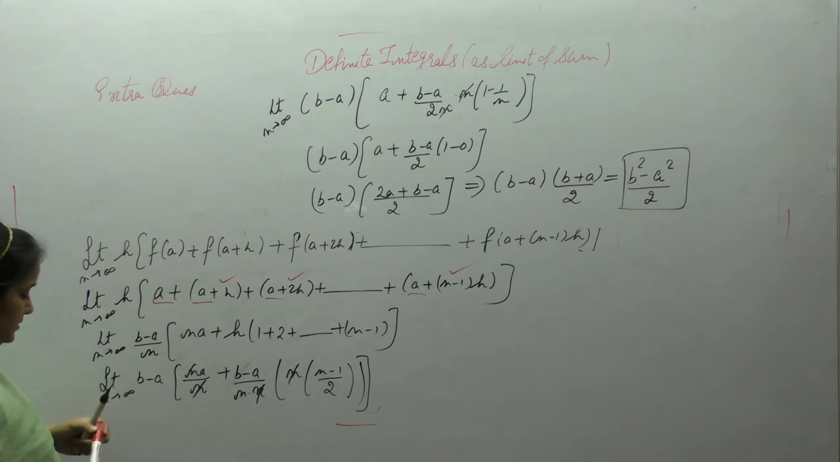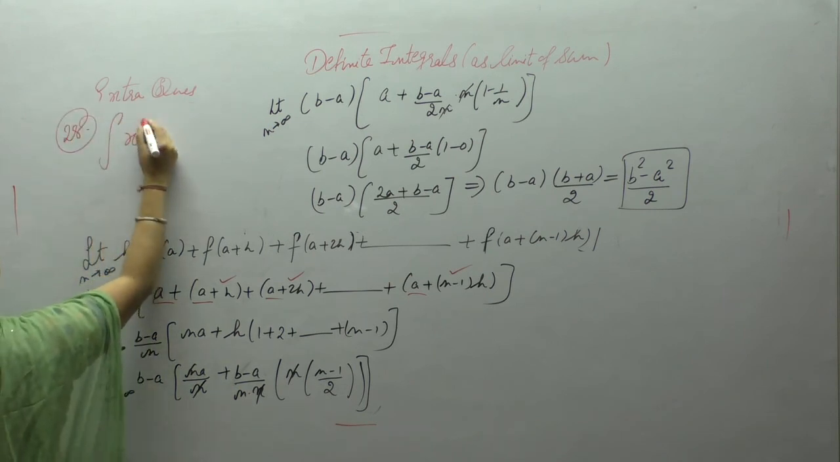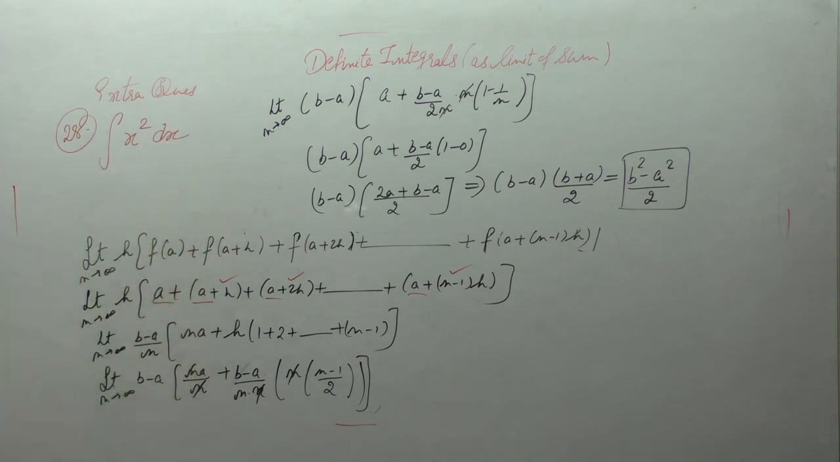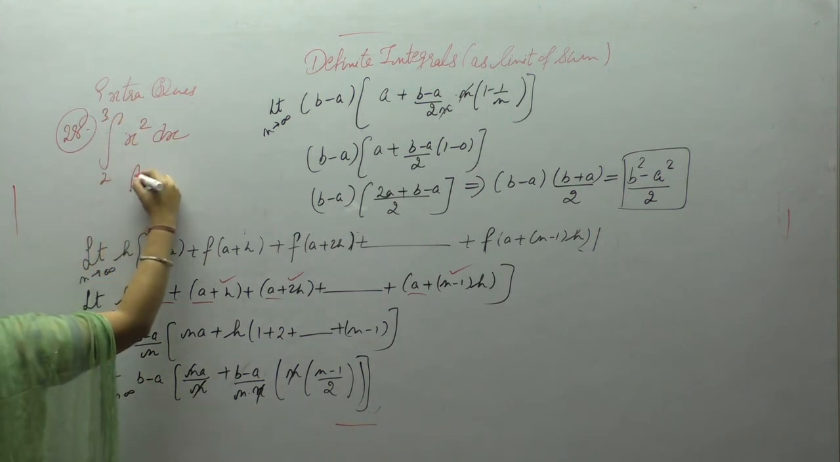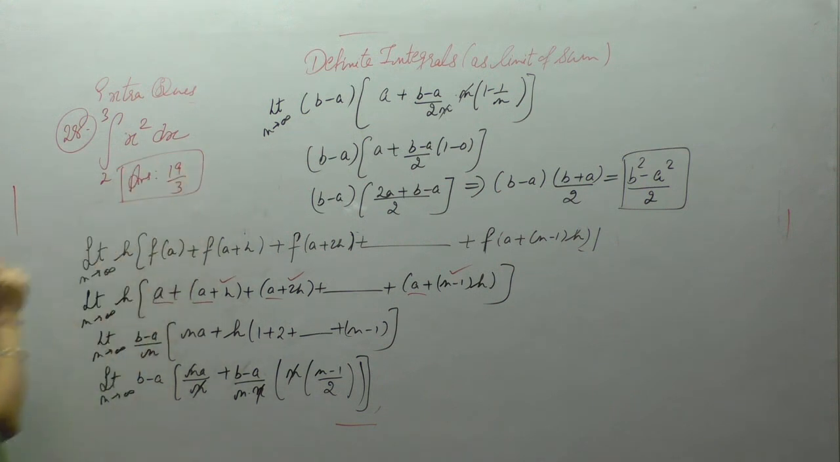Next one is integral of x squared dx, and the limit goes from 2 to 3. Try it by yourself. Its answer is 19 by 3.